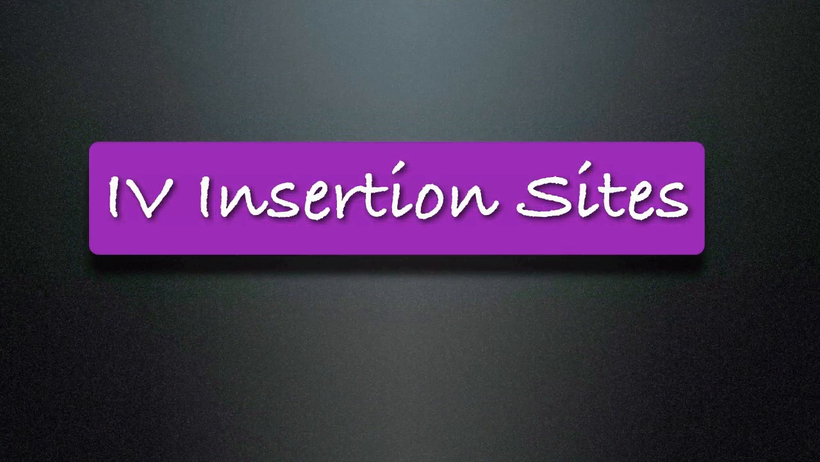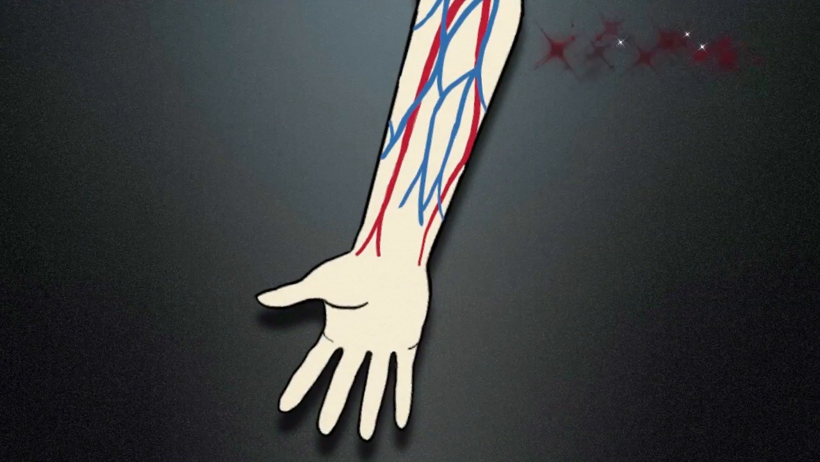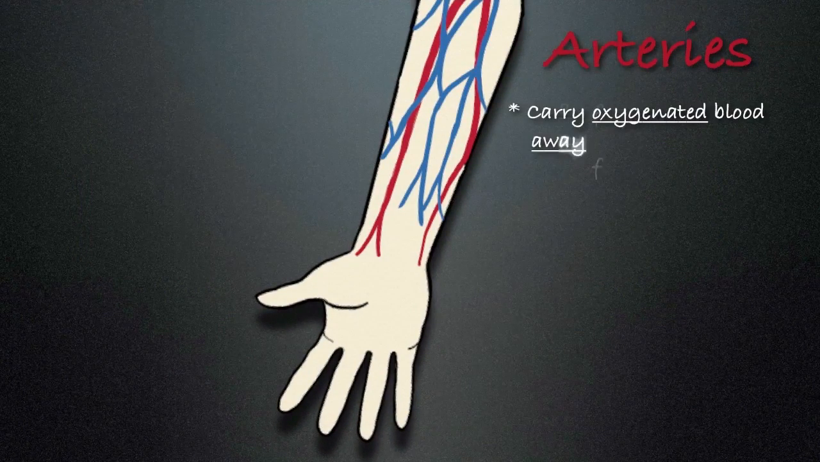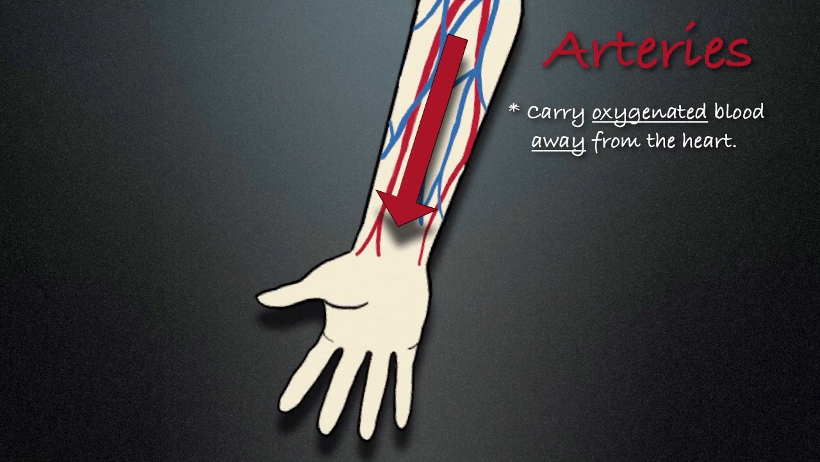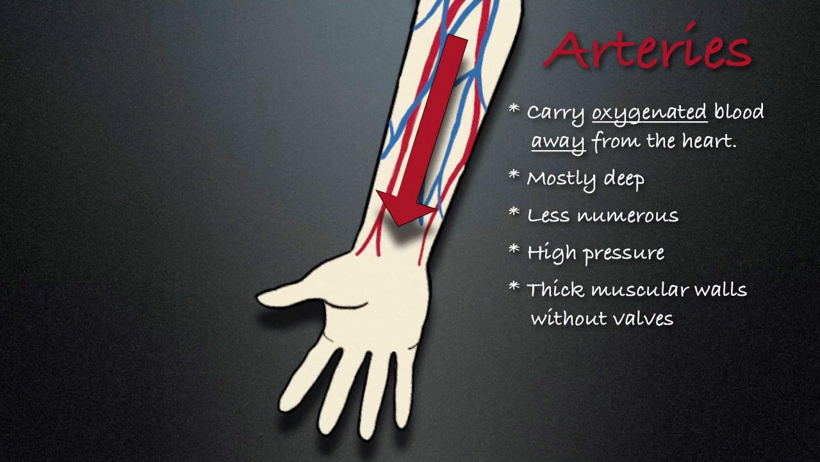Okay, let's take a look now at IV insertion sites, starting by looking at the difference between veins and arteries. Arteries carry oxygenated blood away from the heart. They are generally located deeper within the body and are less numerous than veins, so the pressure within them is higher. Because of this, they have thick muscular walls.